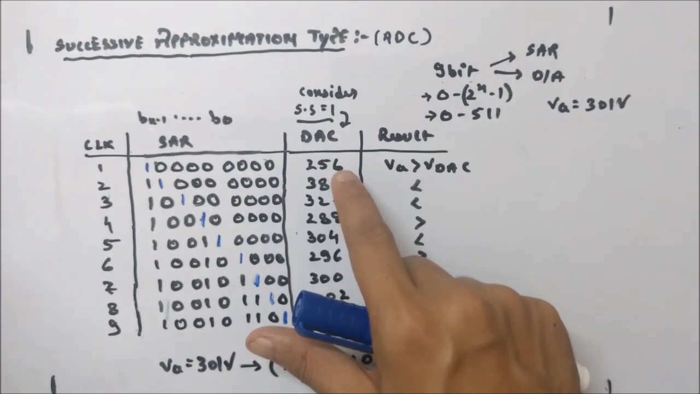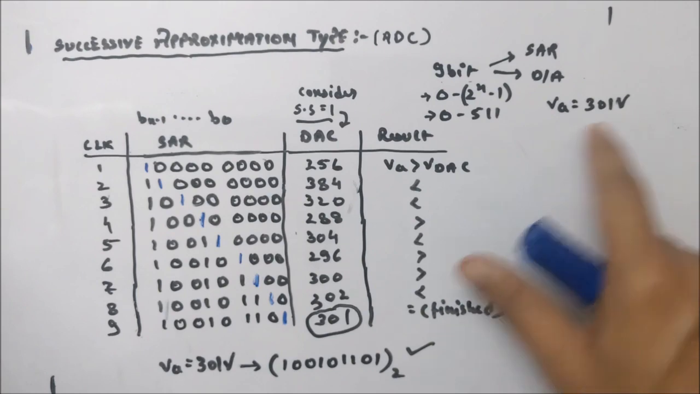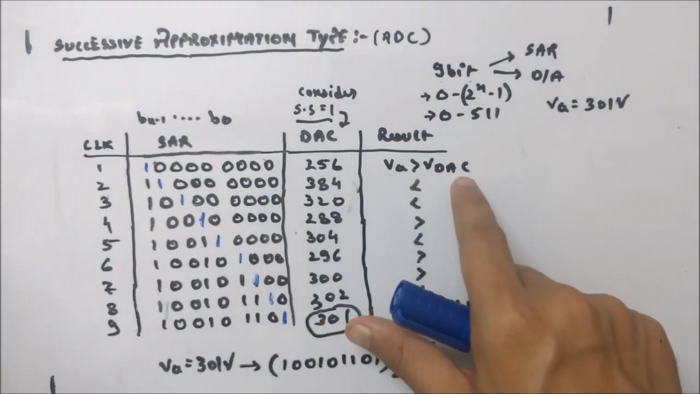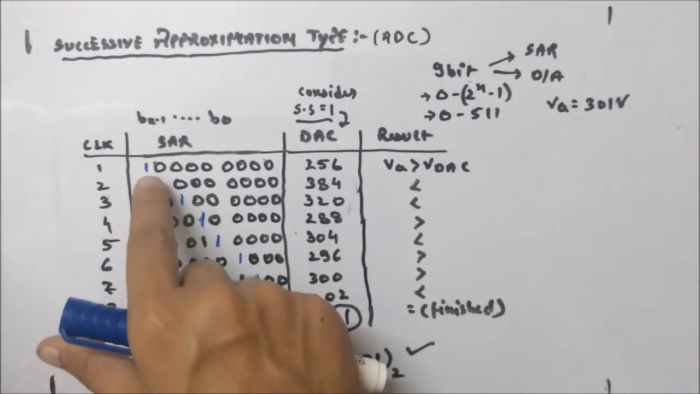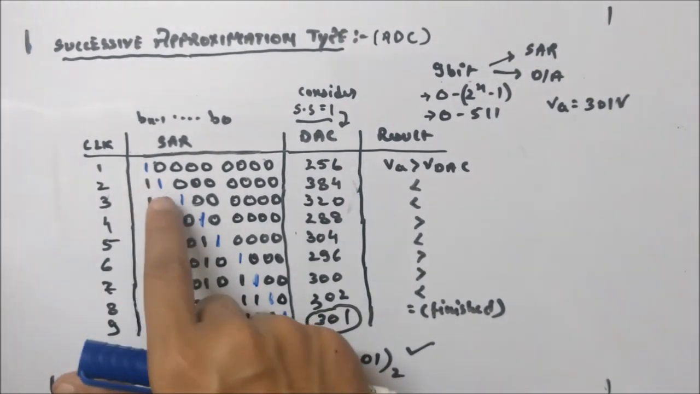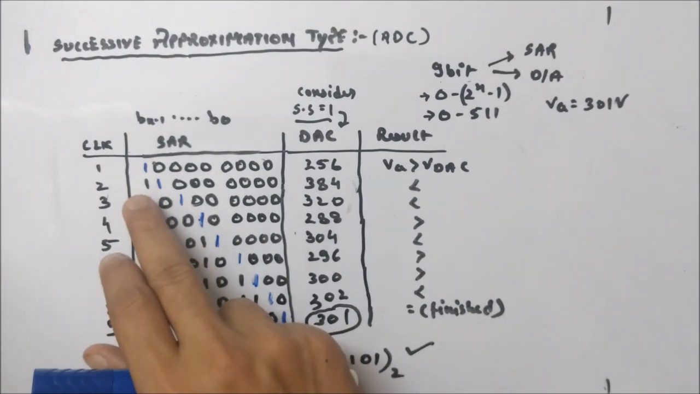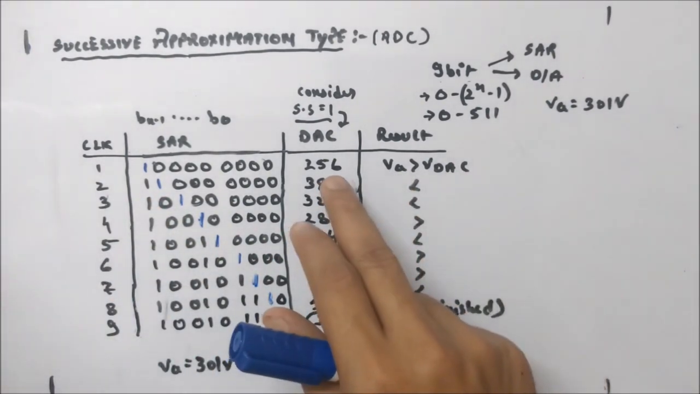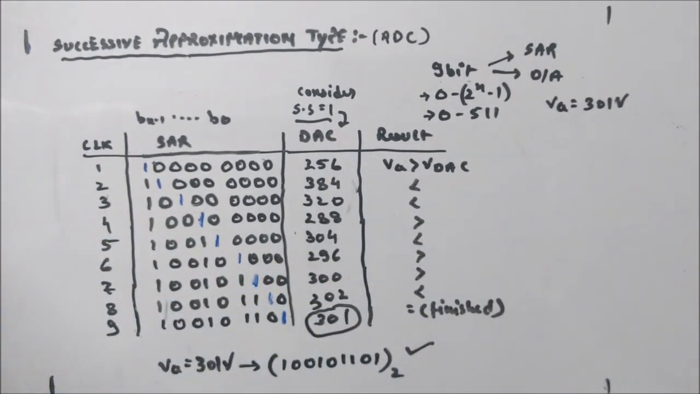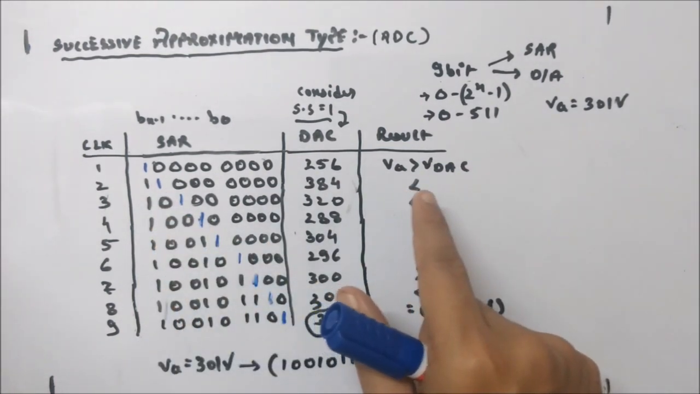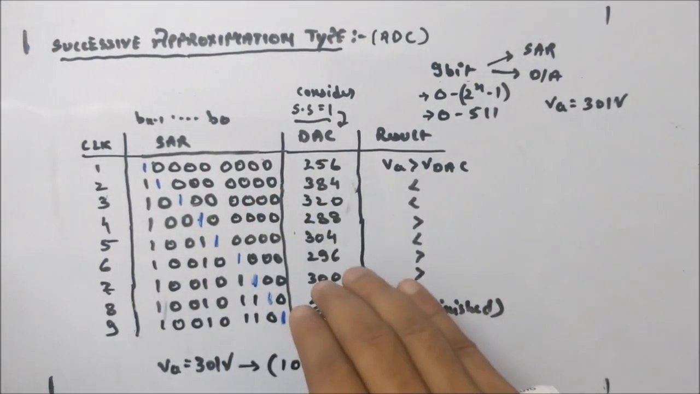Now if you compare with the comparator, the 301 volt, you can see VA is greater than VDAC, which means this bit will be set to 1, and the next bit will be set to 1 for checking. That's why I marked it in blue. So now this bit is under check. This bit is set based upon the result that VA was greater than VDAC. That is why we kept this MSB bit 1. Else we could have set this to 0 and the next bit would be set to 1. Just like that, this is how it will go.